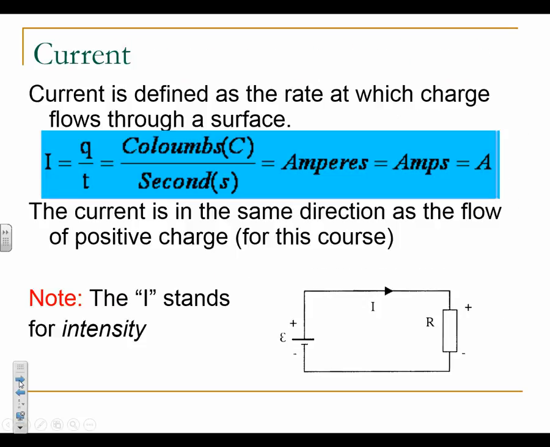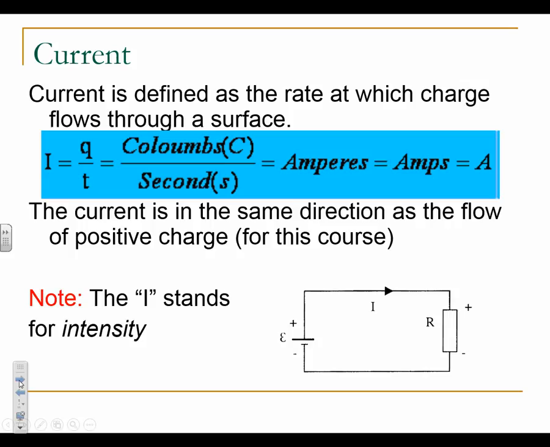Now, current is defined as the rate at which charge flows through a surface. One of the formulas on your formula chart is I equals Q over T, where Q is our coulombs, and C is our unit, and T is in seconds. So coulombs per second is actually an ampere, which is sometimes shortened to an amp, which we shorten to just the letter A. But you do need to know how all these units work and how they're developed. So amps is a derived unit from coulombs per second.